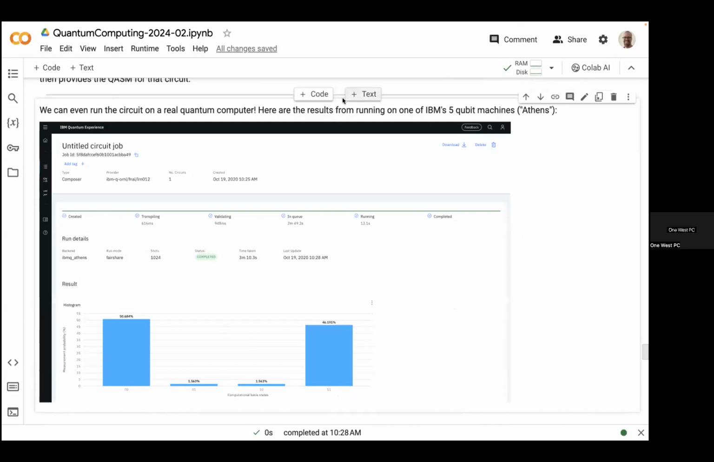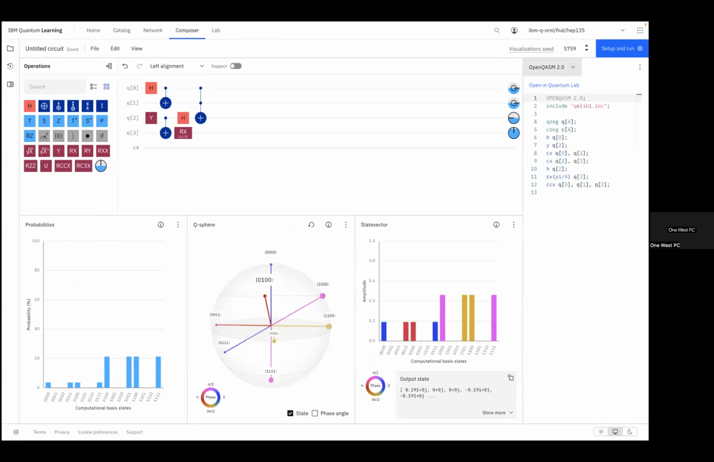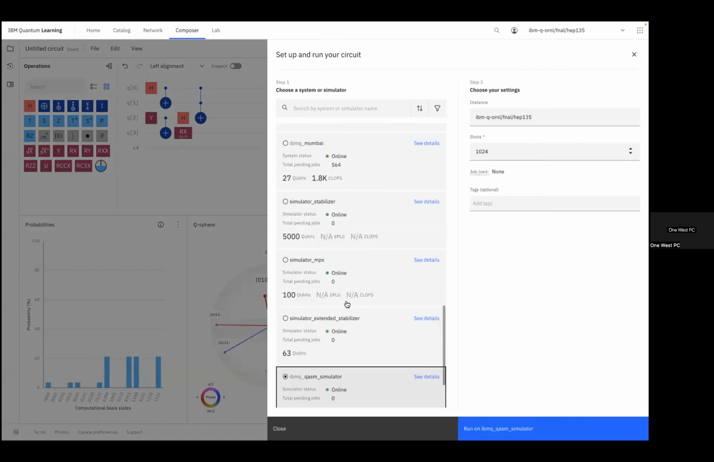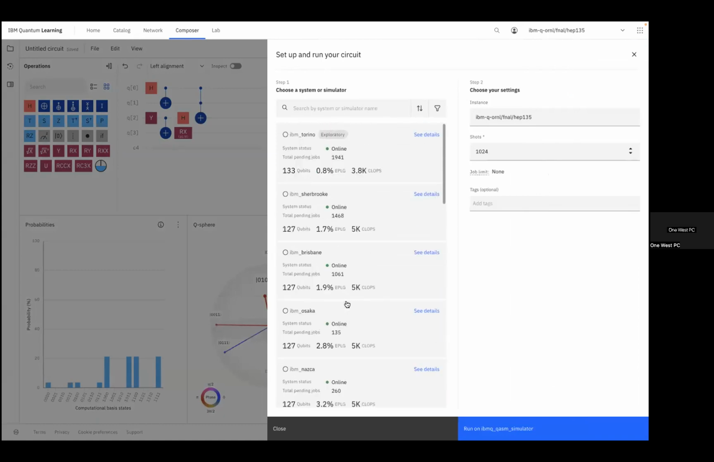So if you go back over here, I can run this. I have a setup and run option over here, and I can choose to run on a simulator, right? But I could also go run on a real quantum computer if I wanted to. Like here's IBM Torino, which has 133 qubits, and here's IBM Sherbrooke, which has 127.